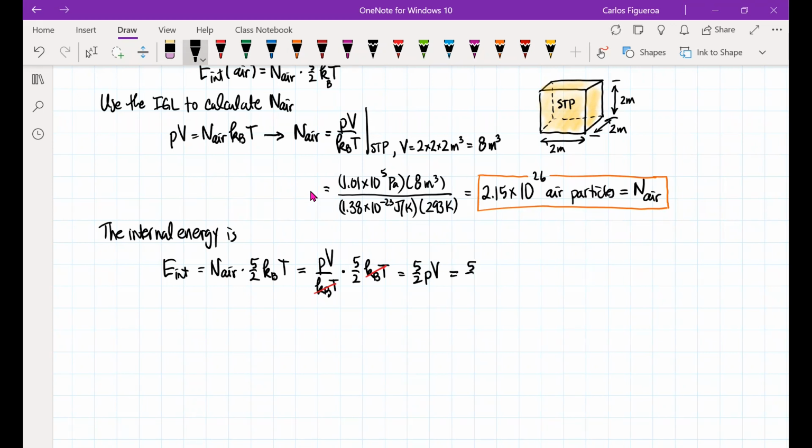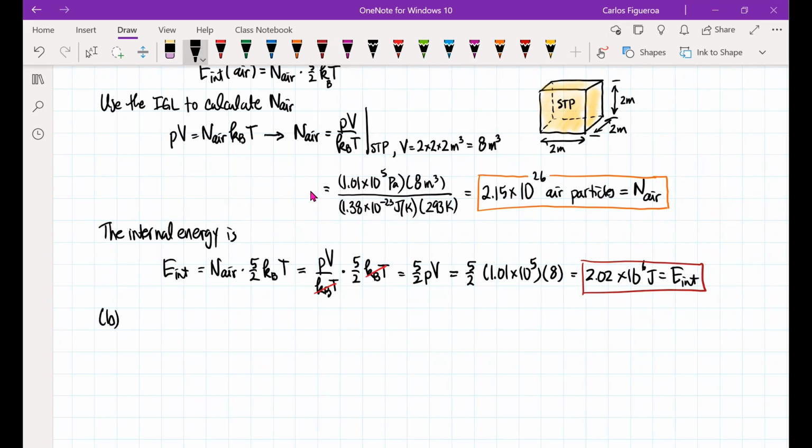So if I just stick to this form, then I know the pressure, and then here I have my volume, and this will give me units of joules. I get 2.02 times 10 to the 6 joules for the internal energy of the room. Once again, the reason why I didn't do it the other way is because I'm going to need the number of particles later on.